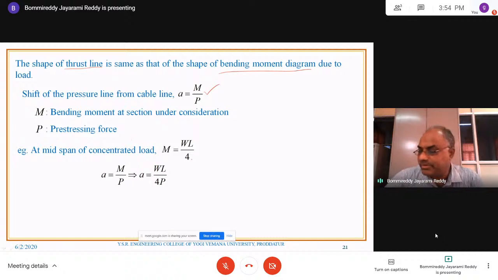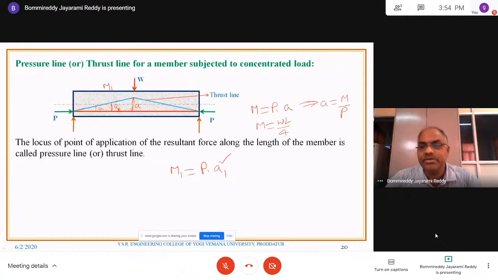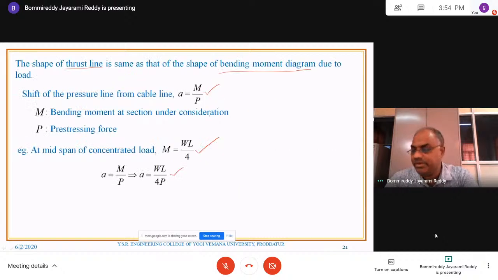Okay. So don't treat all these as formulas. Since it is at the middle, normally we require WL by 4, A is equal to this, and you will get it. Don't remember anything here. You always try to understand the basic concept. From that, you can answer any type of questions without remembering any formula. It is not at all a formula.